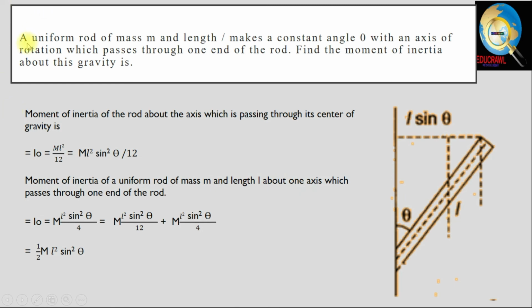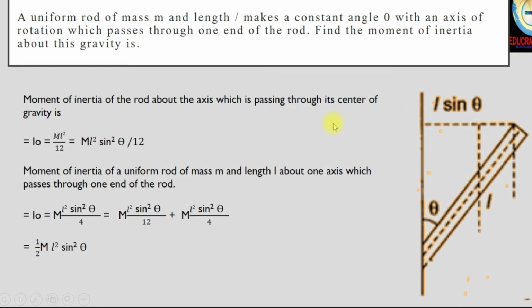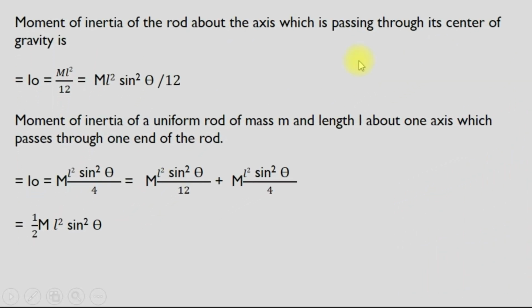The next problem. A uniform rod of mass m and length L makes a constant angle theta with the axis of rotation, which passes through one end of the rod. Find the moment of inertia about this axis. We know the moment of inertia about the axis passing through the CG is I naught equal to m L square divided by 12. This is once again found from the tabular column.